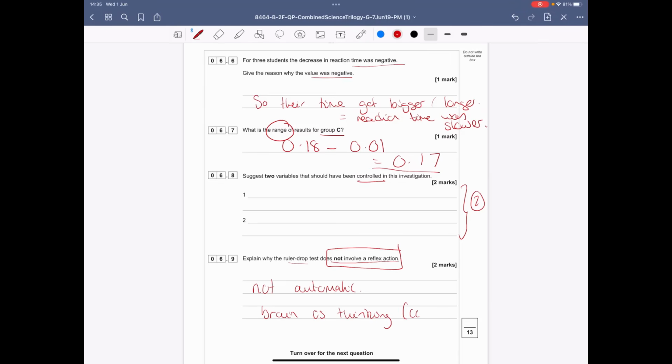It is a conscious action. So 1 mark for saying it's automatic, 1 mark for saying it's not automatic, and then 1 mark for saying that it's because it's a conscious action, we are thinking about doing it.